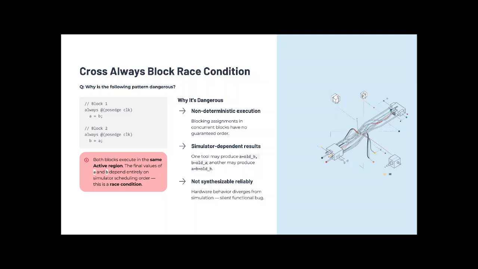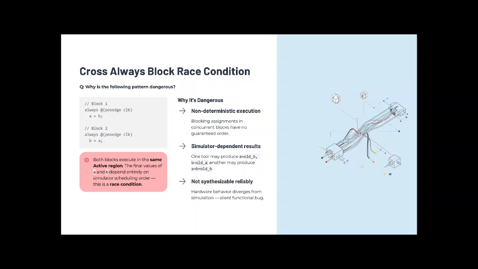Now, here we have one pattern. The interviewer can ask: why is the following pattern dangerous? So we have two always blocks here. In the first one, we are assigning A equals to B, and in the second block, we are doing B equals to A. So, why is this pattern dangerous?